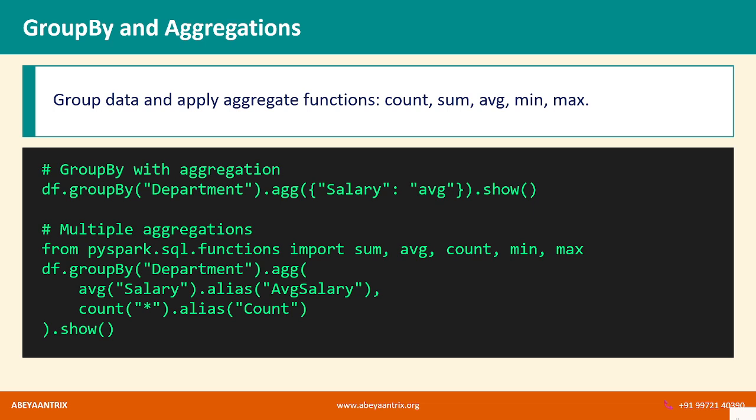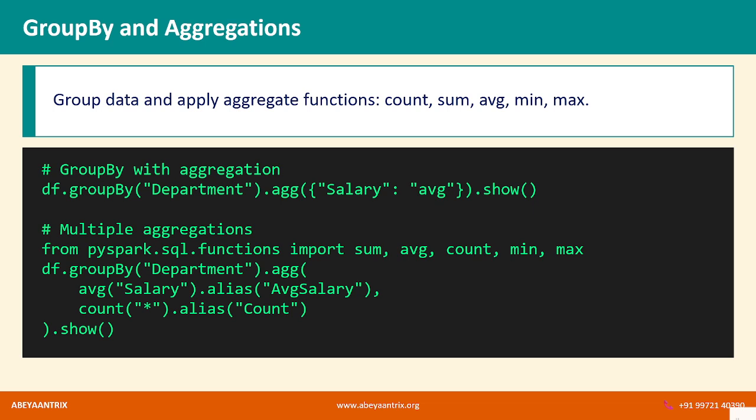Then you can use group by. So group by department, take the department and group according to the department. Then aggregation: salary and average, so the average of the salary. Here you can have multiple aggregations also. You are grouping by department, aggregating with average salary, creating an alias for it, and also counting with an alias. Don't worry about this, it is just one feature. If you have used group by and aggregations in SQL, it will be easy for you here.